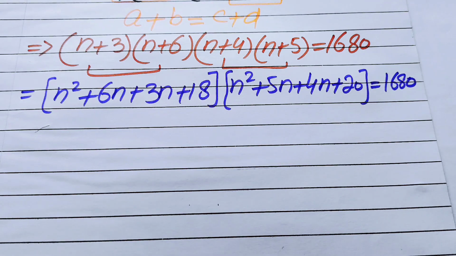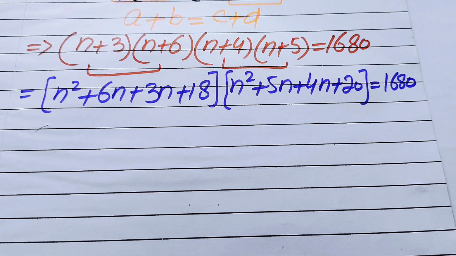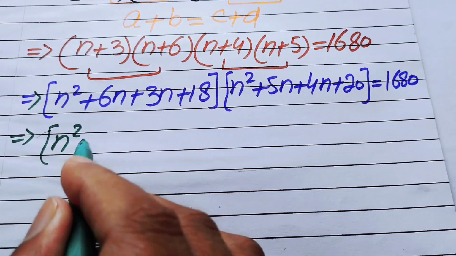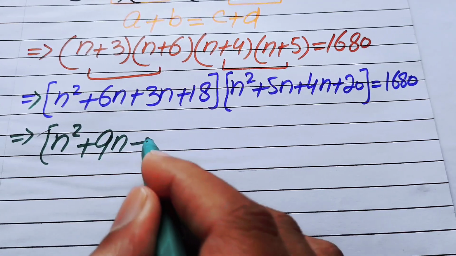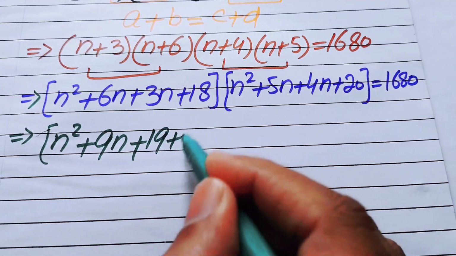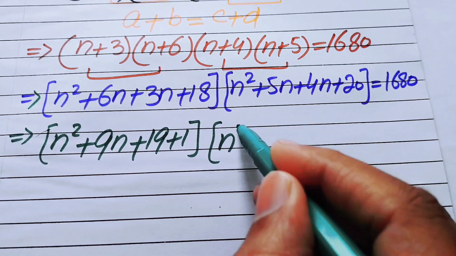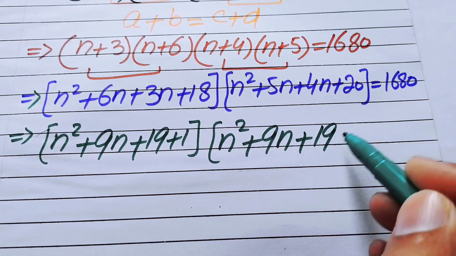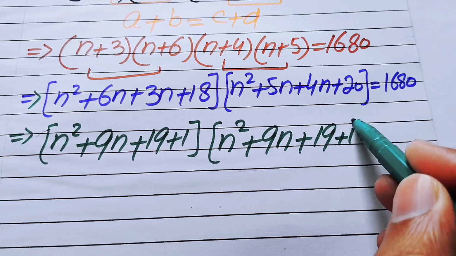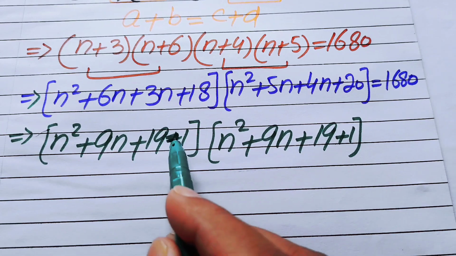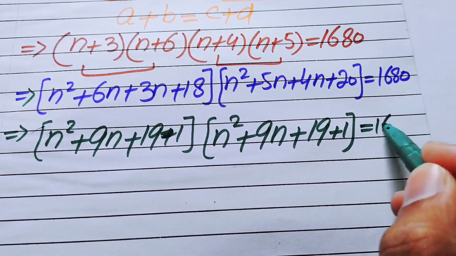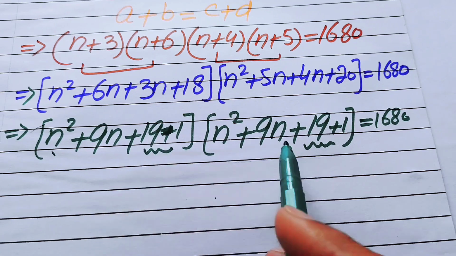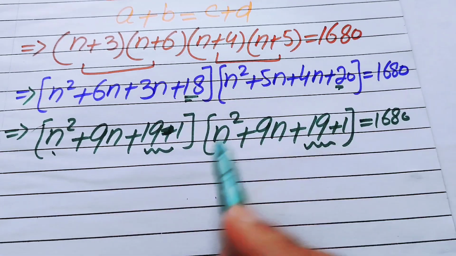Now we add the like terms, and you will obtain n squared plus 6n and 3n equals 9n, plus we have 18, which we write as 19 minus 1. Similarly here you have n squared plus 5n plus 4n is 9n, and here you have 20, which we write as 19 plus 1. You see here n squared plus 9n plus 19 is the common term, so we write 18 and 20 in this form.